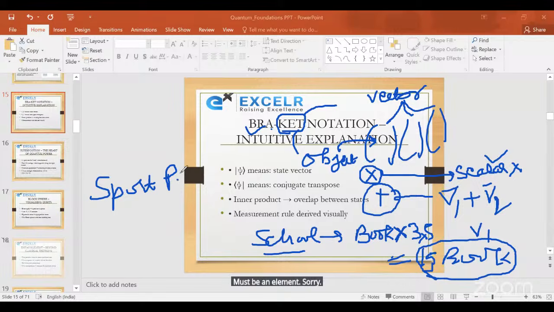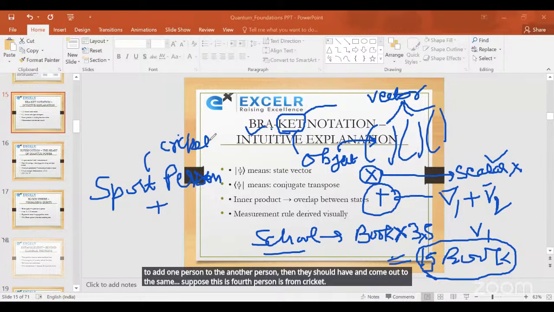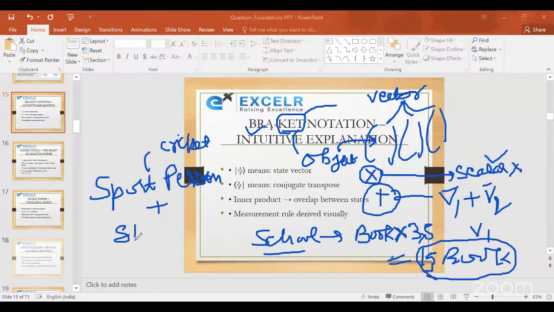A sport person must be an element of a sports group, a vector space, right? Then if we are going to add one person to another person, they should come out to the same. Suppose this sports person is from cricket and another sport person we can add from cricket.